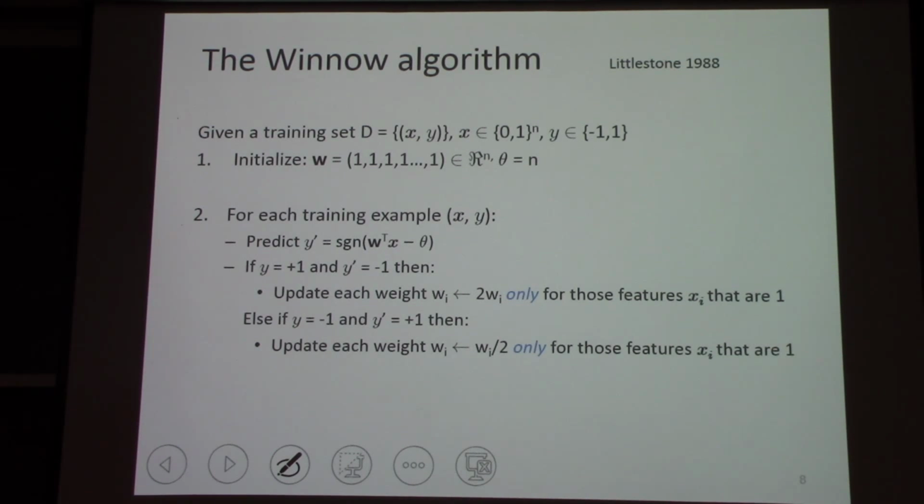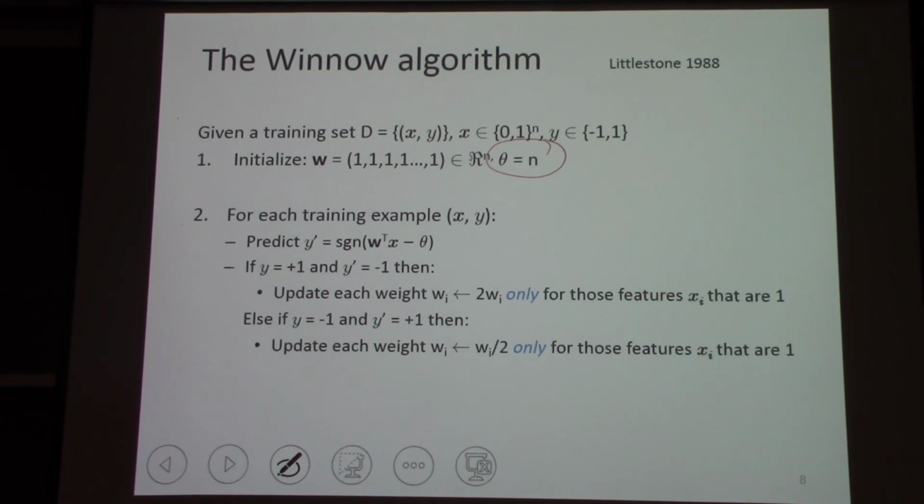In Perceptron, we initialize the weight vector to 0. Now what we'll do is we'll initialize the weight vector to the vector of all ones. Weights are still allowed to be not Boolean. They are real valued. So you initialize it to all ones and you initialize the threshold, the bias, to the dimensionality, to n.